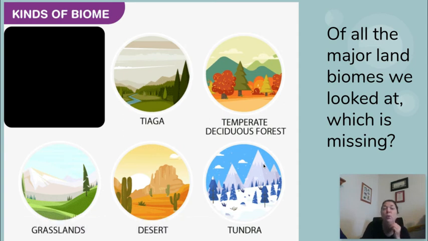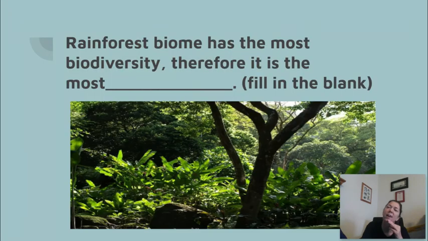3, 2, 1. If you need to pause, feel free to pause this video. And let's see if you got it correct. Hopefully you said the rainforest, because the rainforest was not on that previous slide. We learned last week that the rainforest biome was the one that has the most biodiversity, meaning it has the most forms of life. Actually, they say that the rainforest is so dense, they're still discovering plant life and animal life that they didn't even know were there.